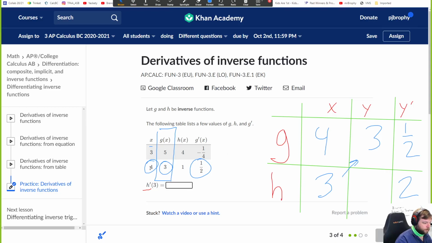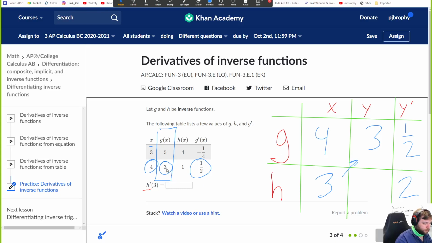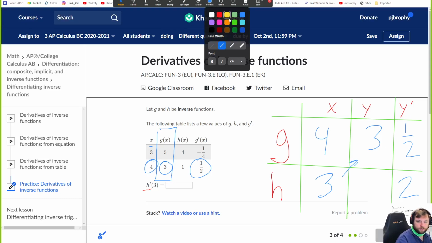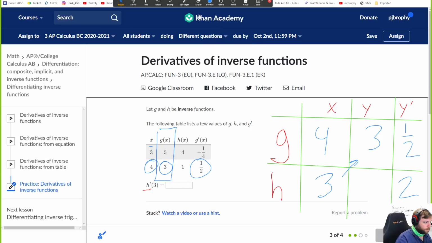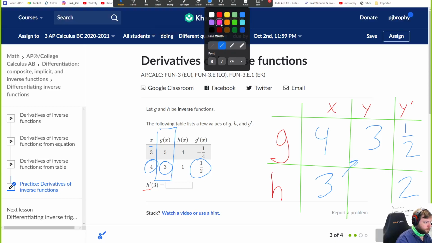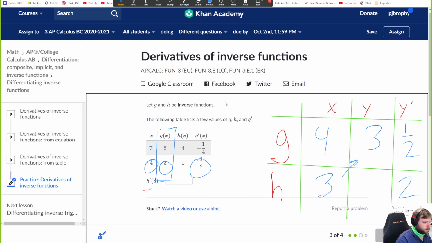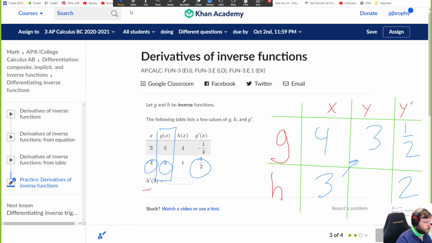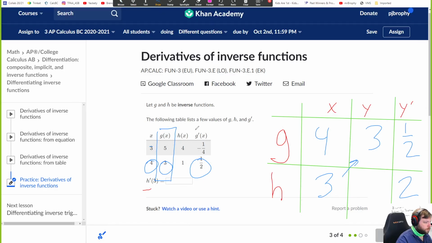So I got to the 4 right here because the g of 3, the y value, is 3. And then that means the x value is 4. So to find g prime of x, I guess I should have explained that better. g prime of x is this table right here. Okay, g prime of x is this one right here. And when x is 4, g prime of x would be 1/2. Flip it, you get 2.